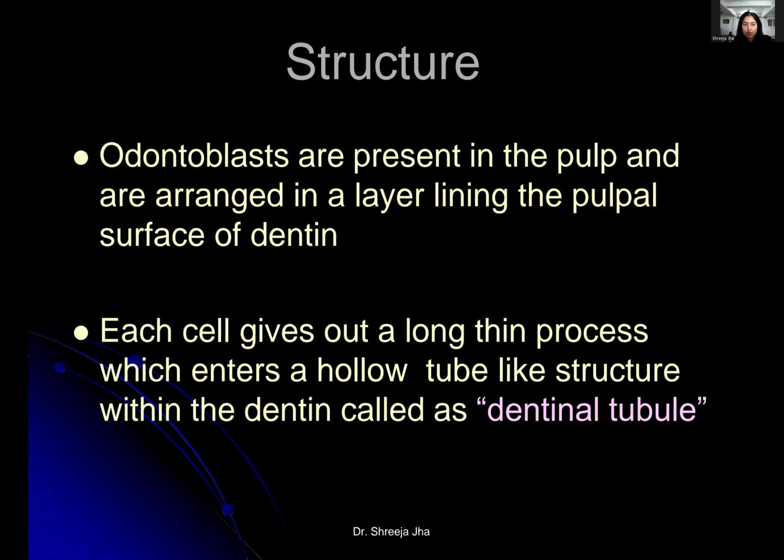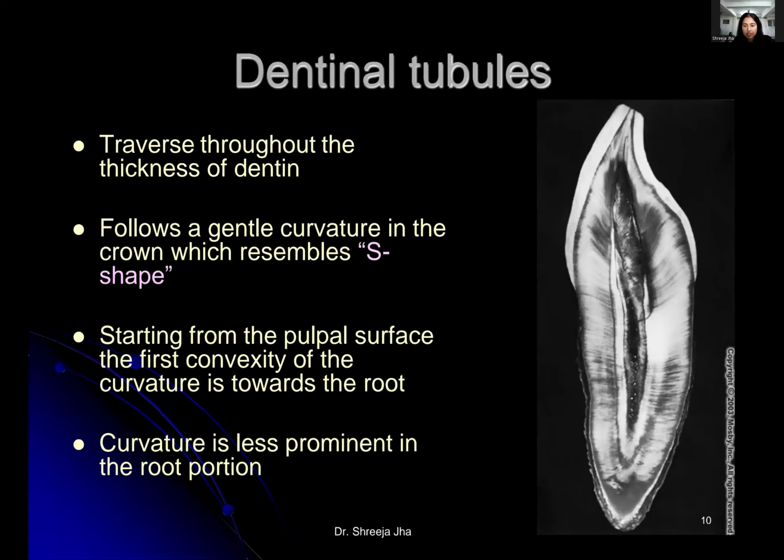Now each cell gives out a long, thin process which enters a hollow tube-like structure within the dentin called dentinal tubules. What are dentinal tubules? They traverse throughout the thickness of the dentin. Here in the diagram, you can appreciate that the dentinal tubules traverse throughout. They follow an S-shaped curvature. Starting from the pulpal surface, the first convexity of the curvature is towards the root. The curvature is less prominent in the root portion.